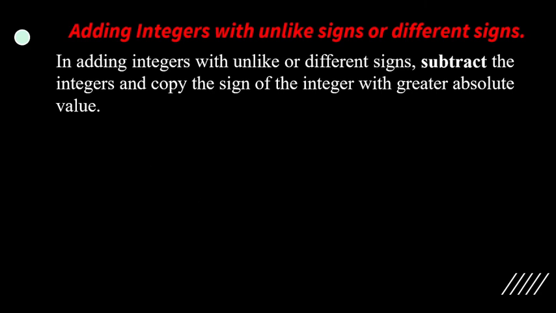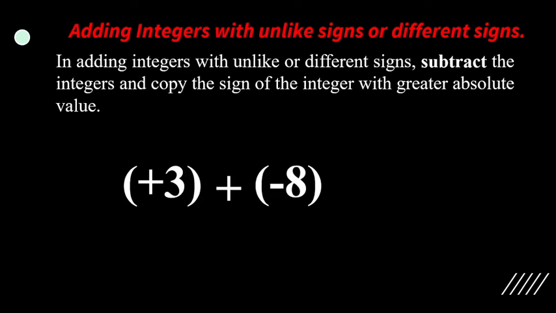Let's have another one. +3 plus -8 is equal to, again, since they have unlike or different signs, we will be subtracting them backwards, since we cannot subtract 8 from 3. So 8 minus 3 is equal to 5. Then copy the sign of the integer with a greater absolute value, which is 8. So the sign of 8 is negative. Therefore, we will just be copying the sign. So, negative 5. Therefore, positive 3 plus negative 8 is equal to negative 5. Hope you understand it now.